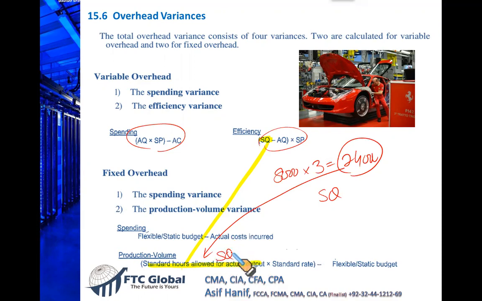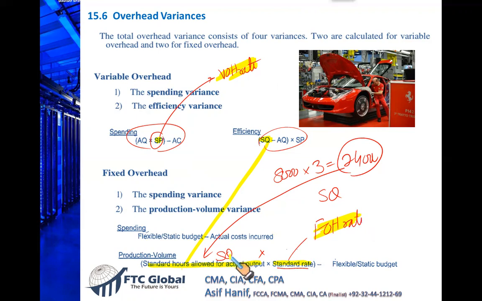Now, I told you that SP here in the variable overhead is the variable overhead rate, absorption rate or recovery rate or allocation rate, whatever you want to call it. Right here, this standard rate is the fixed overhead absorption rate. Please remember, SP here is the variable overhead absorption rate. We discussed this in our absorption costing. And here, the standard rate is the fixed overhead absorption rate or fixed overhead allocation rate, right?